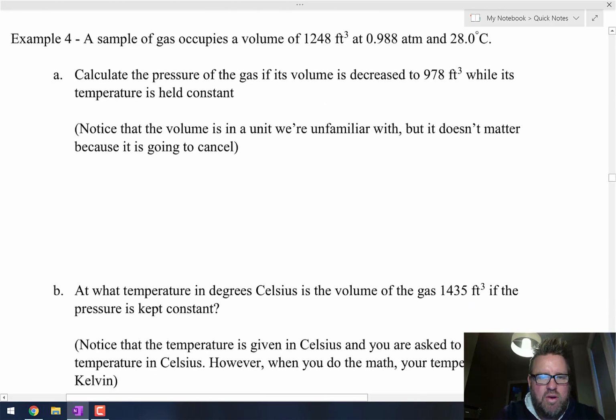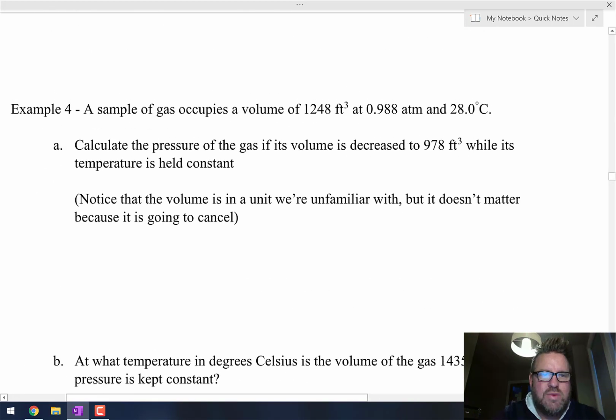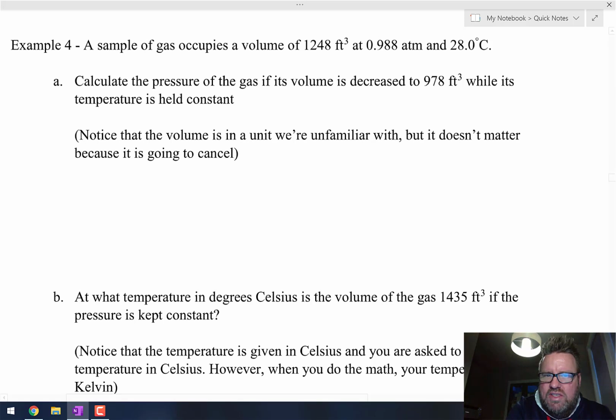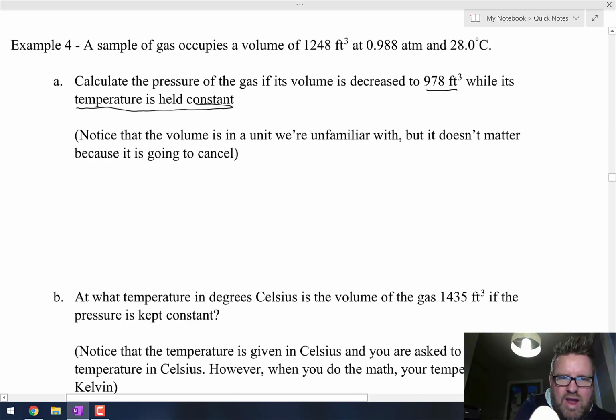Okay, example 4. And this is our last one here. So in example 4, it says, a sample of gas occupies a volume of 1,248 cubic feet. Ugh, never heard of that before, but that is a way to measure volume. It's at 0.988 atmospheres and at 28 degrees Celsius. Calculate the pressure of the gas if its volume is decreased to 978 cubic feet while its temperature is held constant. The most important part in that whole question is right here.